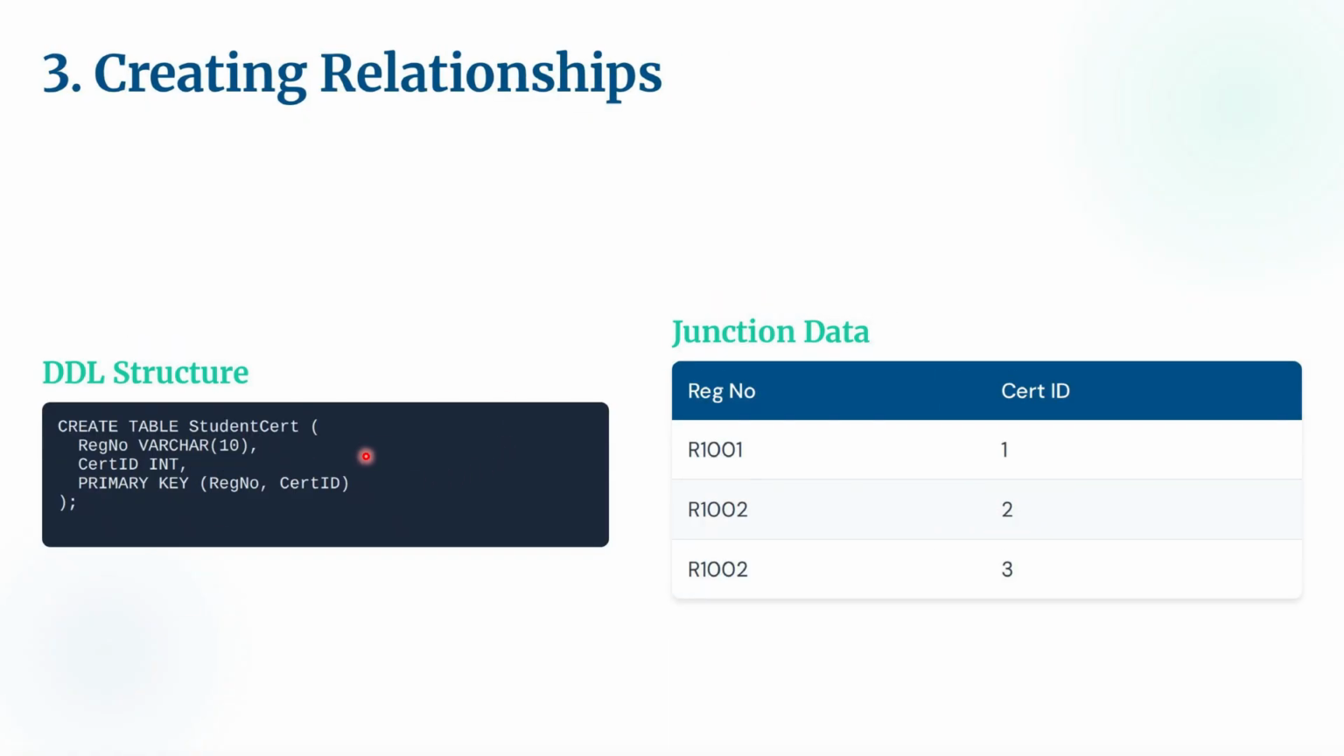Here is a third table where this table is going to refer the data from another table, right? Here we are going to create a table named student certifications where register number is varchar size 10 and certification ID is integer. And the primary key values are register number and certification ID. Here both are declared together as a primary key, so this is another way of declaring a primary key.